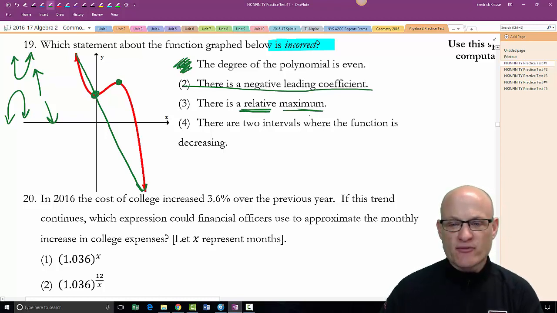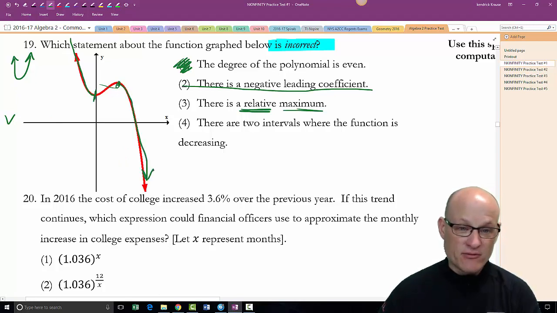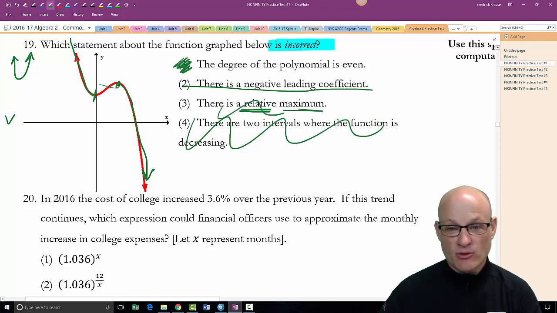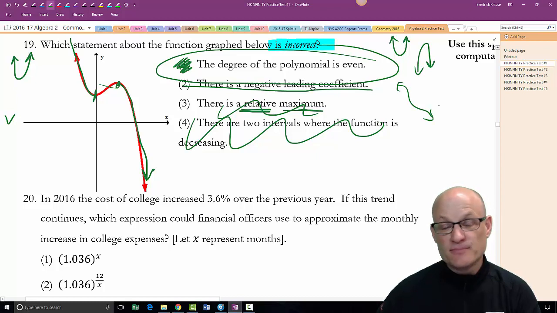There are 2 intervals where the function is decreasing. Sure, it's decreasing from negative infinity to right about there, and it's decreasing from there to positive infinity. So that one doesn't work and that one doesn't work. But you have to remember, even functions either both point up or both point down. Odd functions go in opposite directions.